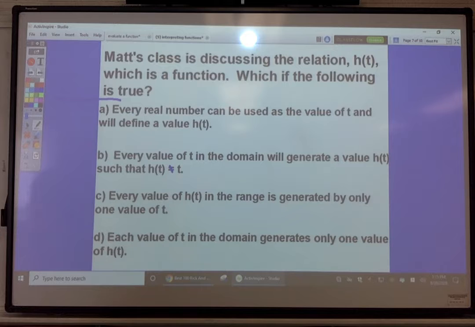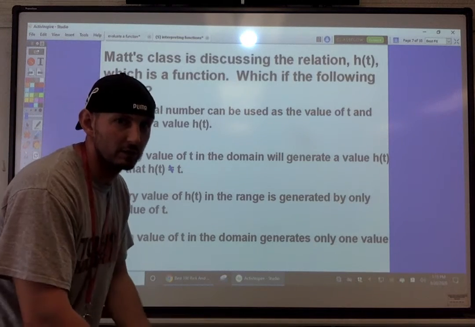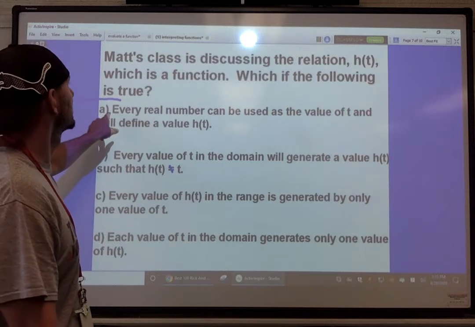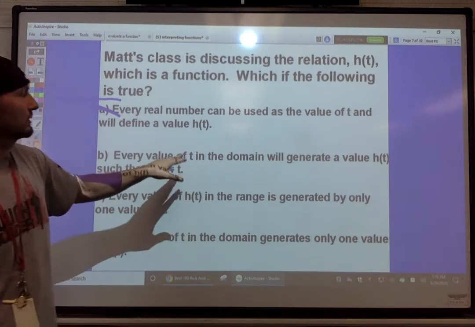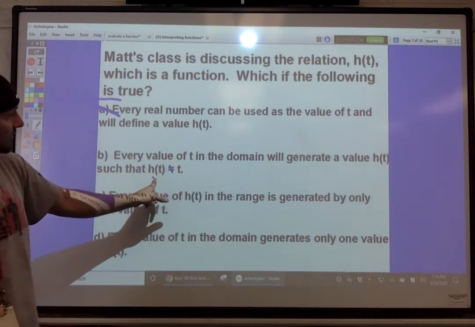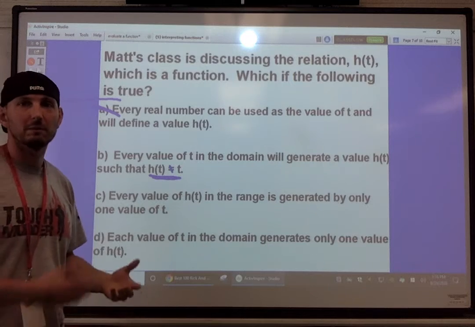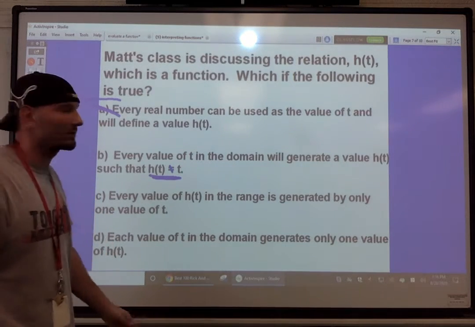All right, which is true? Every real number can be used as the value of t and will define the value of h of t. Well, can we always use every number? Is every number always used in every function? No, we can't prove this. Is every value of t in the domain going to generate a value of h of t such that they're never equal to each other? So that means if x is 1, I can never have the output as 1. That's not always true. I can't prove that.